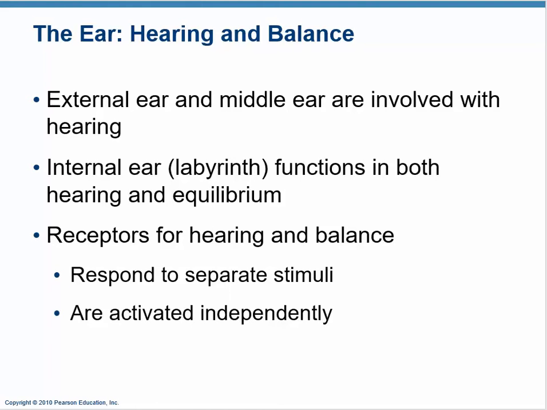The external ear and the middle ear are only used for hearing. The internal ear is hearing and balance, equilibrium. Now, in the inner ear, there are receptors for hearing and receptors for balance, and they respond to different stimuli, and they are independent. They just happen to be in the same organ, but we can consider them as if they were completely independent.